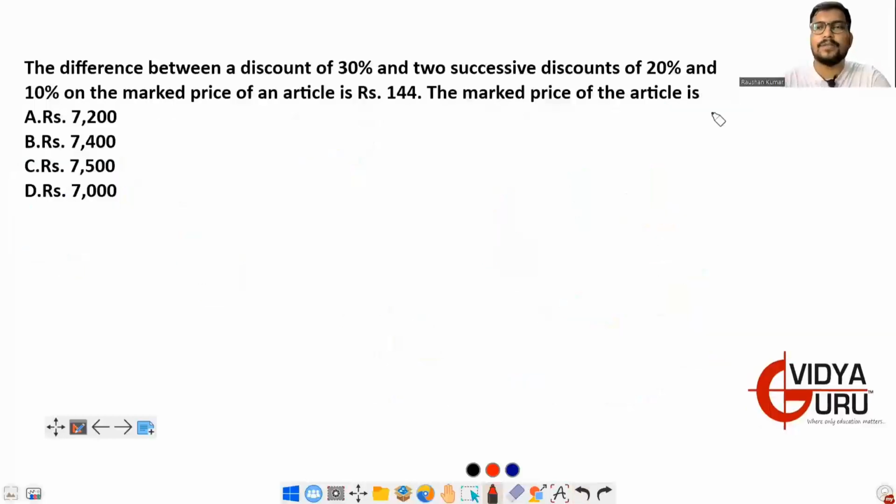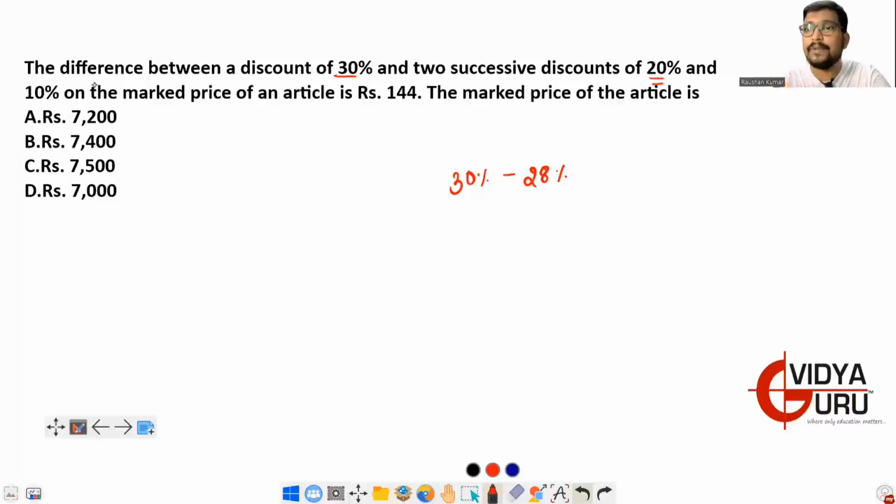Okay, now see here, the question is saying the difference between a discount of 30% and two successive discounts of 20% and 10% on the mark price of an article is rupees 144. The mark price of the article is? See, 30%, and two successive discounts means 20 and 10. You are aware of this concept. 20 plus 10, 30 minus 2, how much should it be? 28%, right?